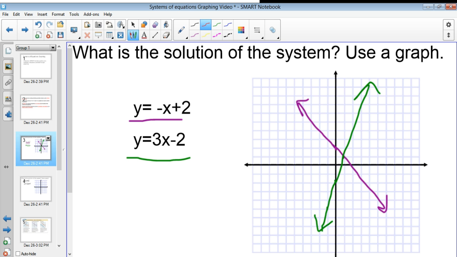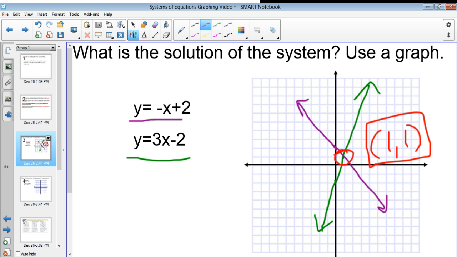So here, I have found that these two lines intersect at this point specifically right there, and that point is (1, 1). So that's going to be my solution for this system of equations.